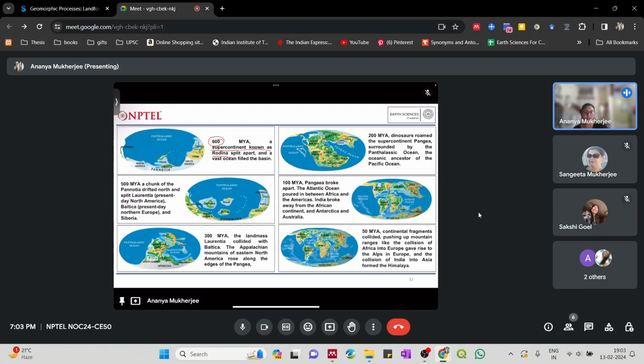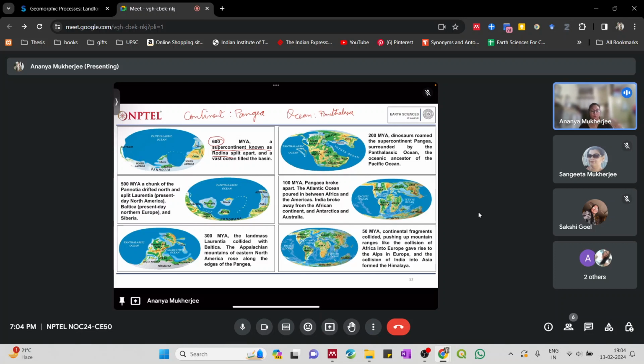So the first ever continent was Pangaea, and the entire oceanic body that surrounded Pangaea was called the Panthalassa. Okay, so this was the start. In the start, we had only Pangaea and Panthalassa. Okay. Now later on, Pangaea itself broke quite a few times.